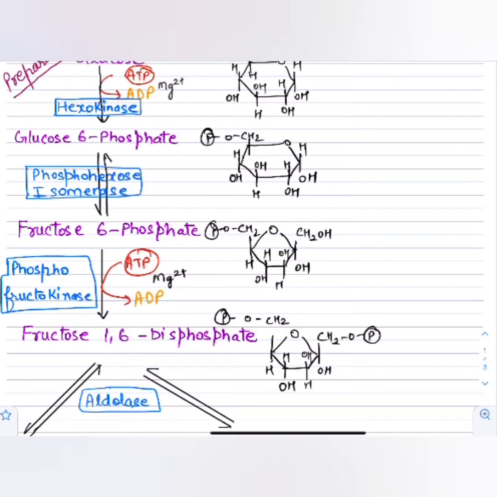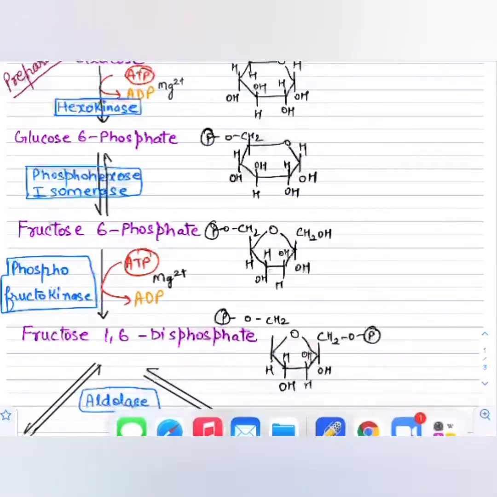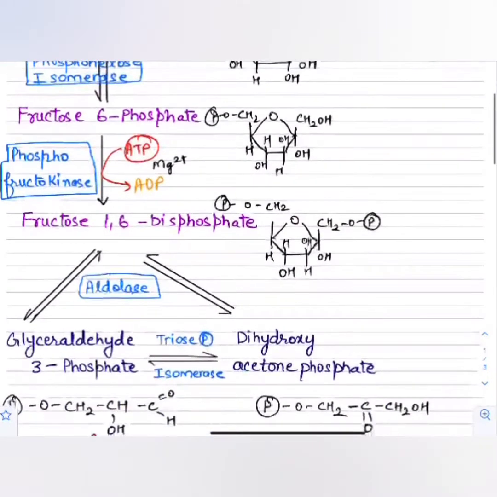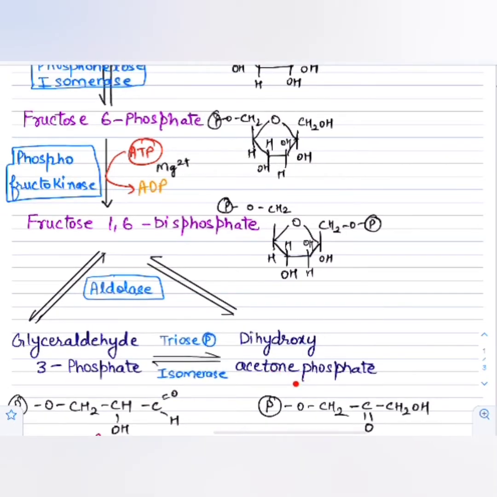In the next step, fructose 1,6-bisphosphate, which is a 6 carbon compound, splits itself into two 3 carbon compounds. The enzyme is called aldolase. So fructose 1,6-bisphosphate converts into glyceraldehyde 3-phosphate and dihydroxyacetone phosphate. So one 6 carbon compound with the help of aldolase converts into two 3 carbon compounds.